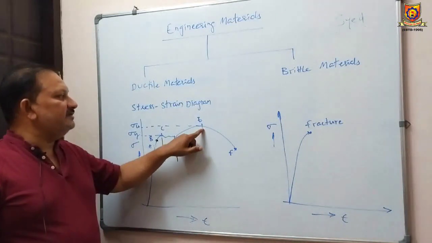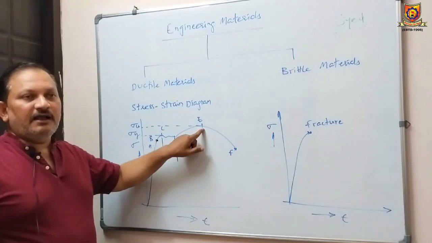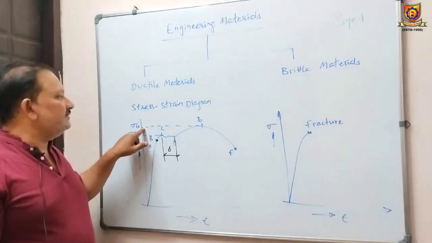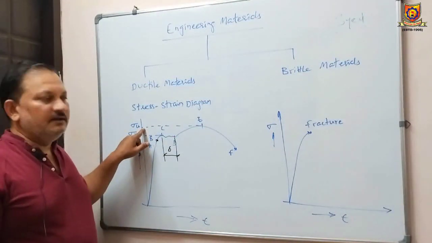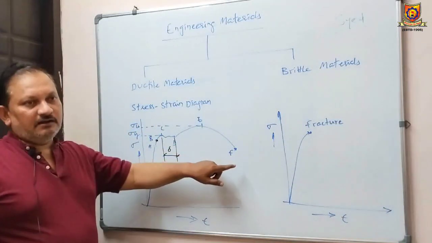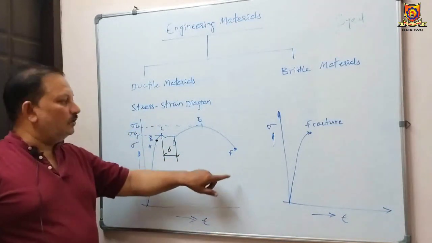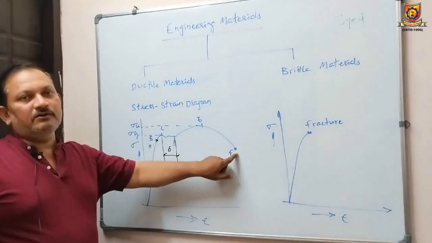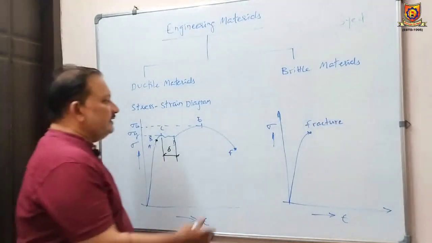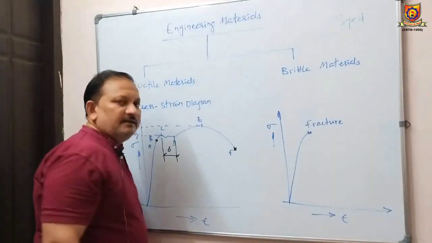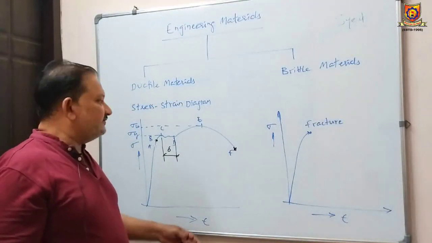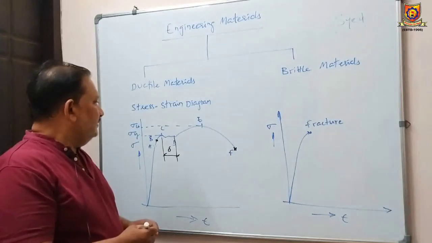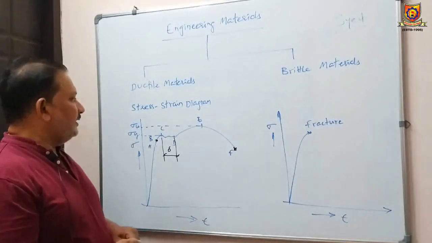Point E is the ultimate point, and the stress at this point is the ultimate stress. Finally, if you keep increasing the load on the specimen, at some moment it is going to break into pieces. So point F is the fracture point. Okay, so this is the stress-strain diagram.